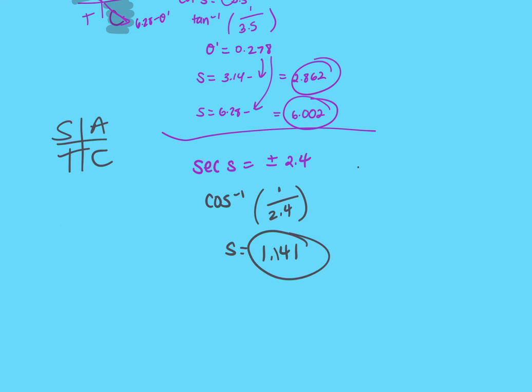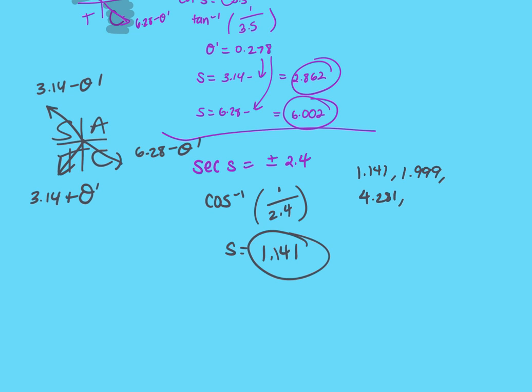So that's one of them, 1.141. Then I go second quadrant, 3.14 minus that. So 3.14 minus 1.141, 1.999. Third quadrant is 3.14 plus what I just got, 4.281. And fourth quadrant, 6.28 minus what I just got, 5.139. So plus or minus means it's going to happen 4 times because it's going to happen in every quadrant.